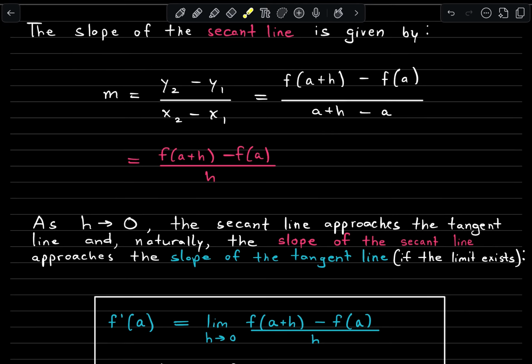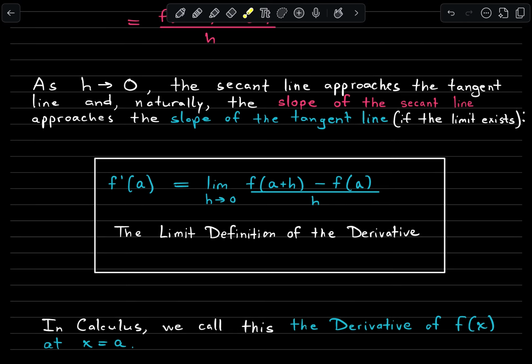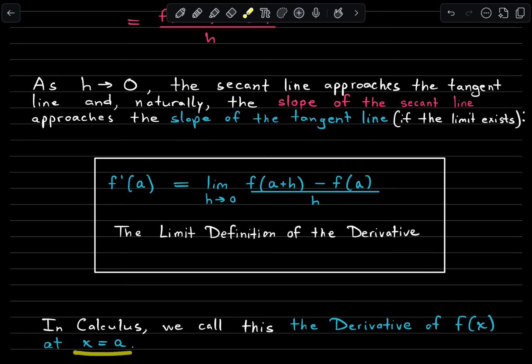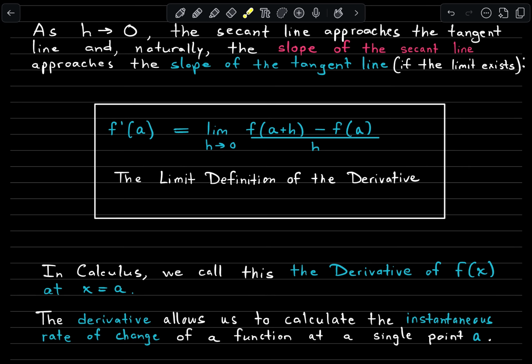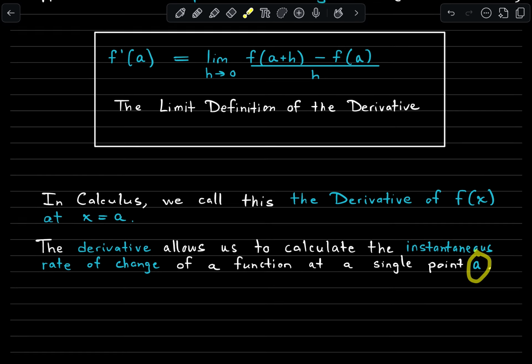Okay, so this brings us to a really important definition in calculus. This is known as the limit definition of the derivative. F prime of a is equal to the limit as h approaches 0 of f of a plus h minus f of a, all of it over h. Okay? So in calculus, we just refer to this in general as the derivative of f of x at x equals a. The derivative allows us to calculate the instantaneous rate of change of a function at a single point a.